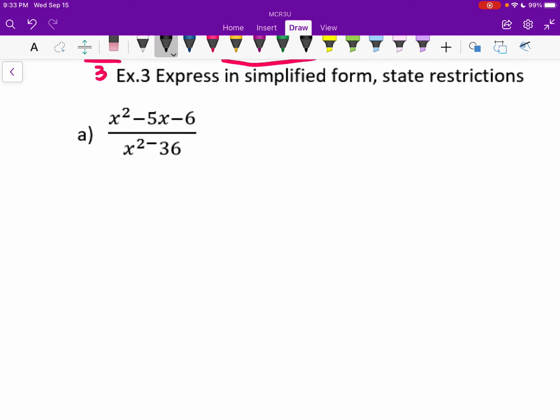Okay, so let's do this. Let's go ahead and do step 1. I'm just going to write step 1: factor the numerator. And I'm doing the numerator first because it's low stakes. We're not really doing restrictions with the numerator.